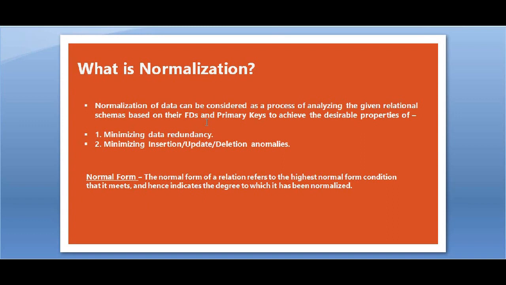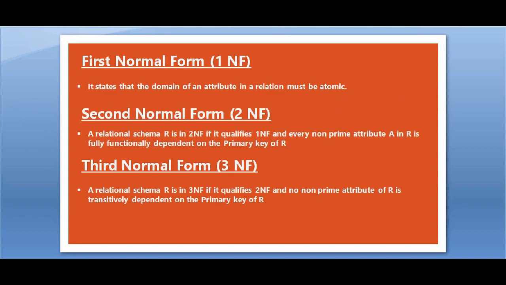Now we will go and check different normal forms. There are mainly three normal forms. There are other normal forms also, but I'm not going to cover them in this series. We will take them on a next tutorial. So we'll cover these three normal forms. The first one is 1NF or first normal form.